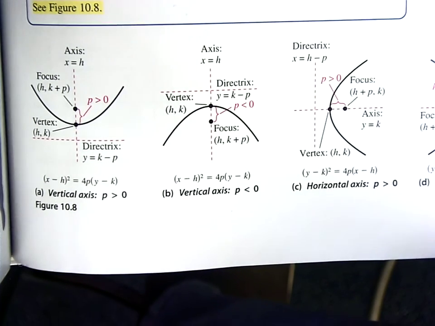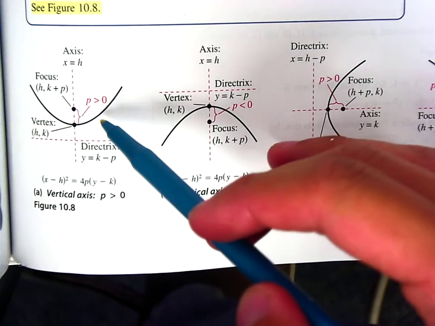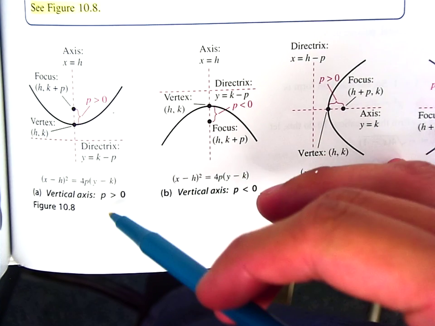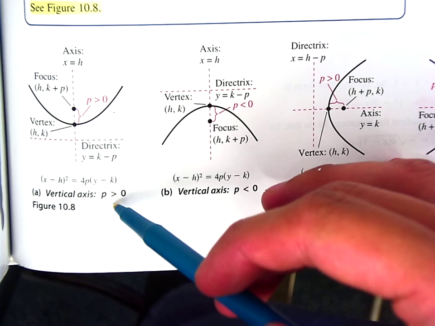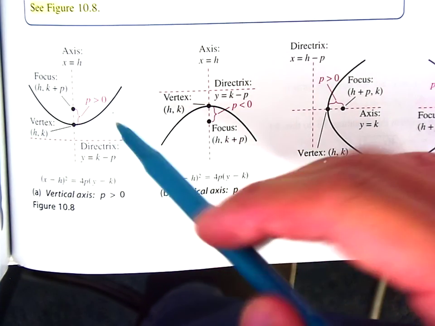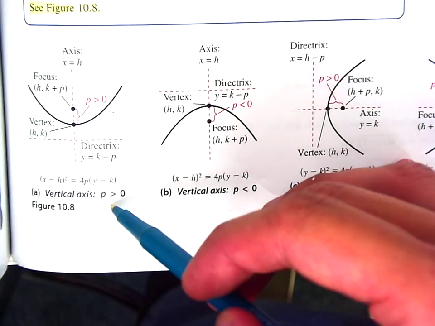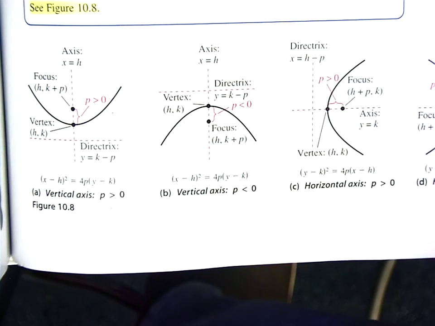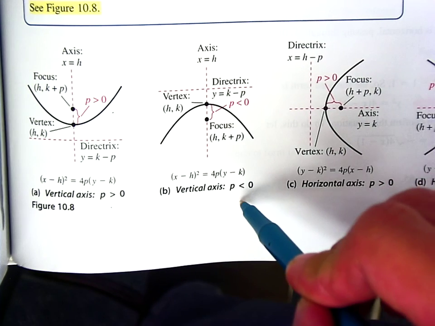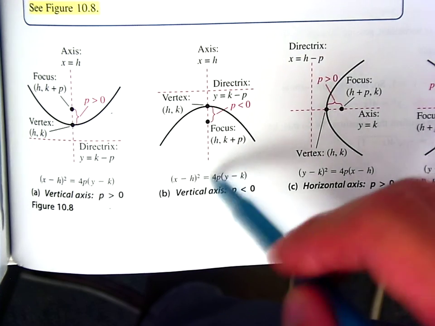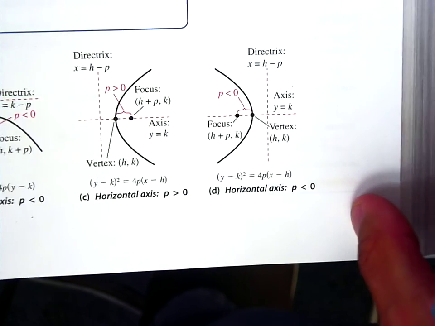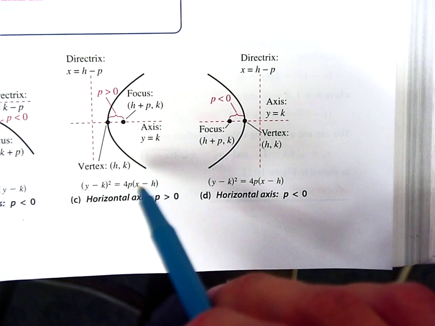Okay, so the parabola is facing up, and it says p is greater than 0. That's how I know. So x is being squared, that's why my parabola is going up, and then p is greater than 0, that's why it's going up. Okay? Your parabola is going to go down when p is less than 0. So when it's negative, meaning there's going to be a negative sign somewhere around here.